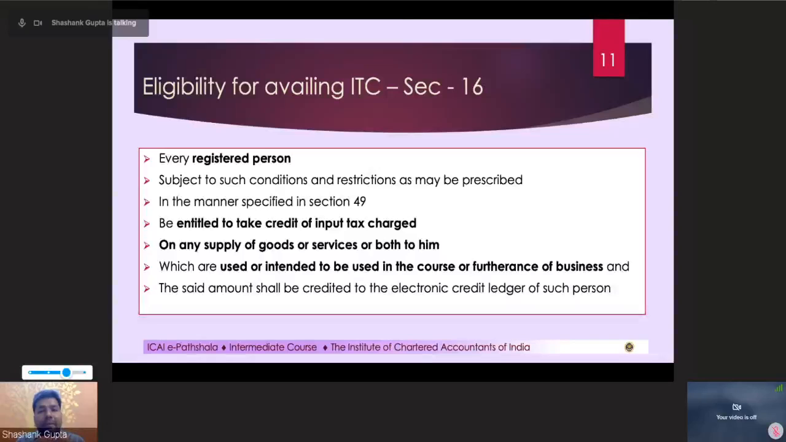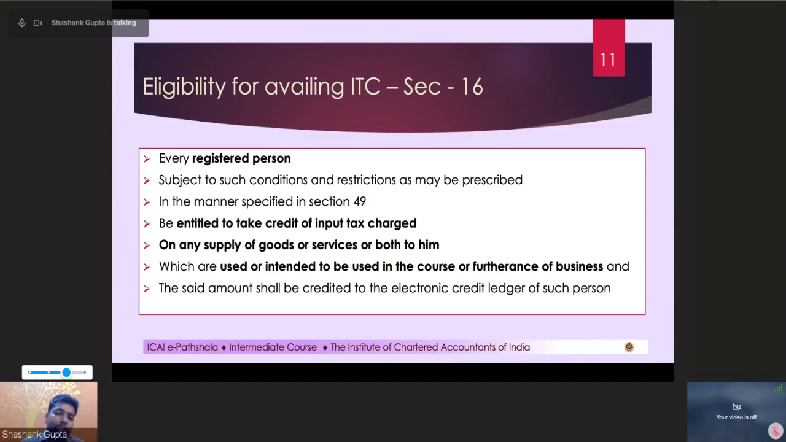So the primary section which deals with input tax credit is section 16. What does this section provide? It says every registered person. So basically, first of all, what we need to understand is input tax credit is only available to a registered person. A non-registered person cannot avail any ITC and be entitled to take credit of input tax charged.